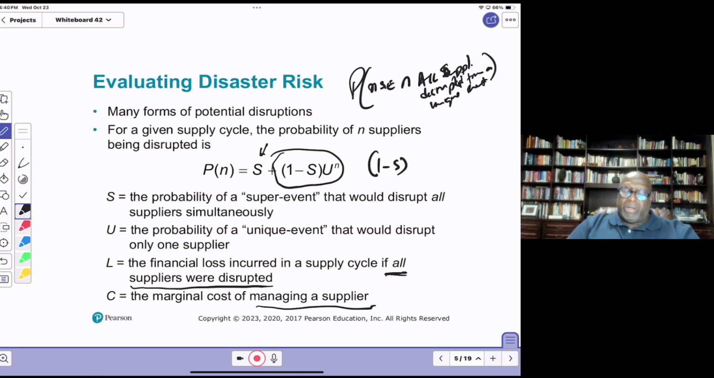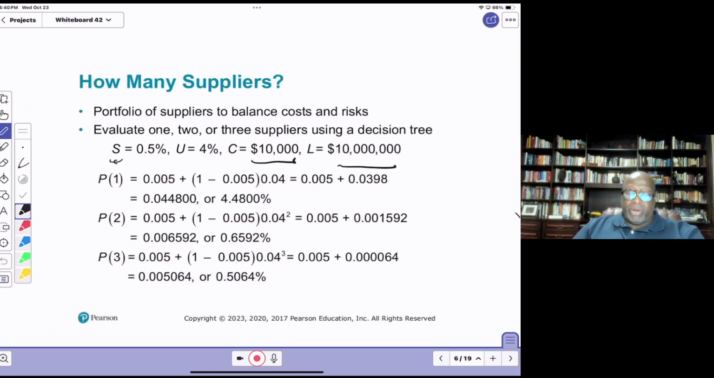All right? So if we treat those as independent of each other, we just multiply them. So U to the power of n. And so that's where this comes from. All right? Okay, so we're back to our formula.